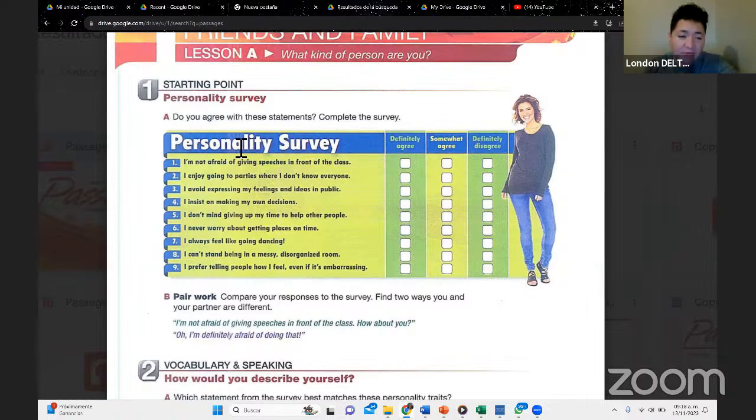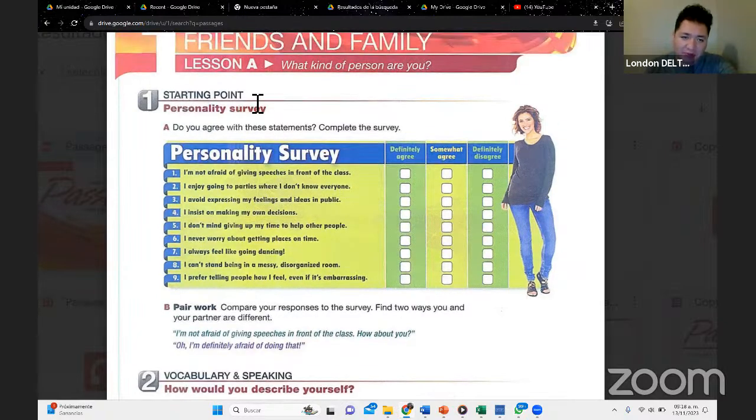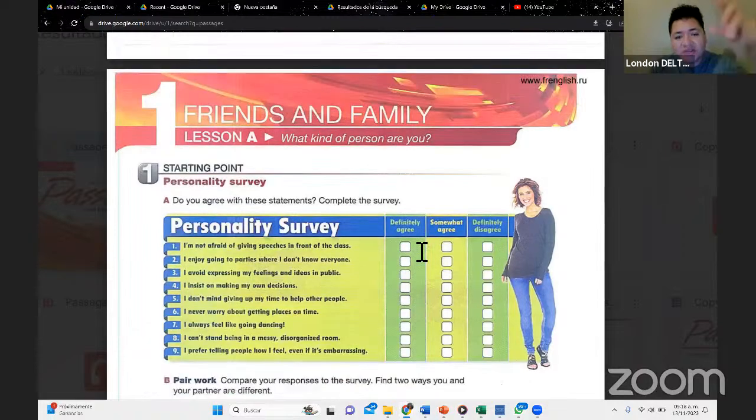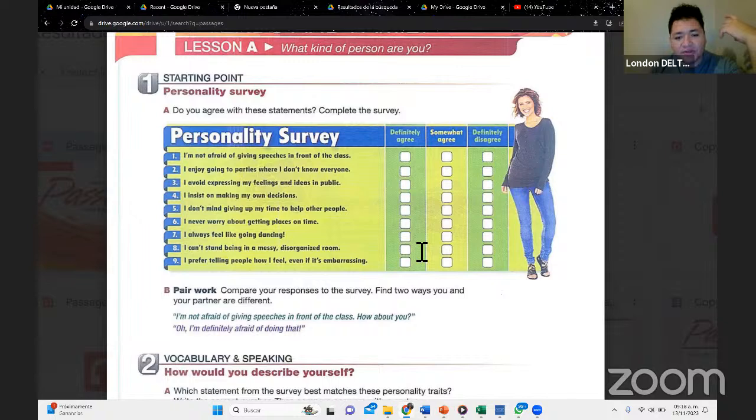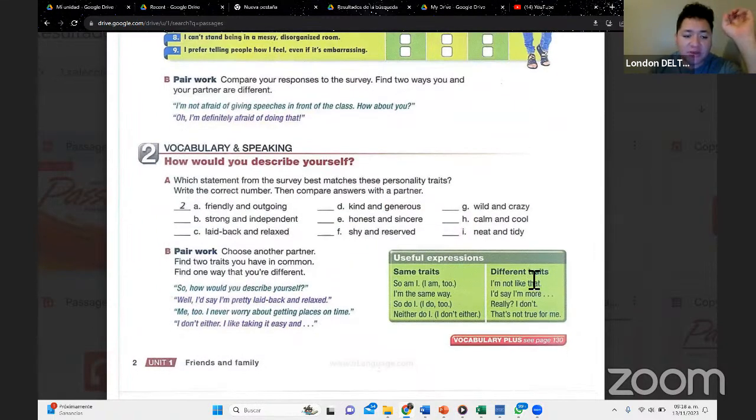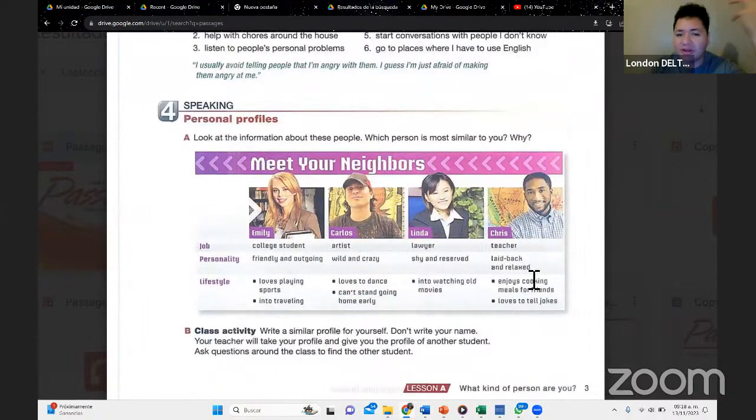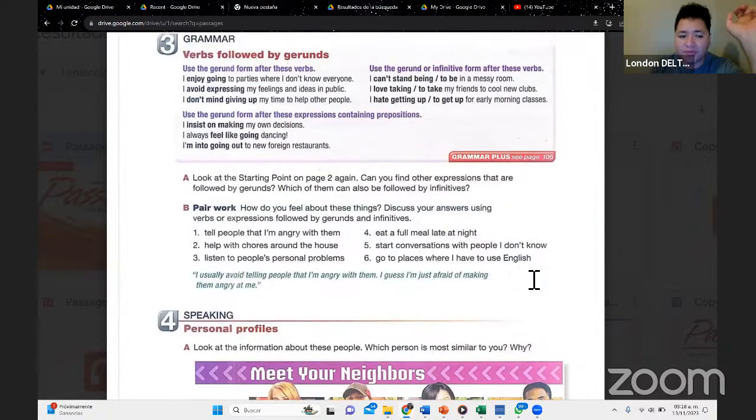So here first we have this section that is the starting point. That's number one. The starting point is like the unit starter. Here we have to talk a little bit about the contents of the unit. And this is like an introduction to the topics. Then we have an activity for speaking. Then we have a review about grammar, but I told you the approach is not really explaining the grammar like we used to.